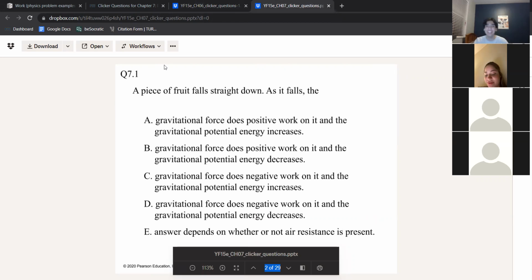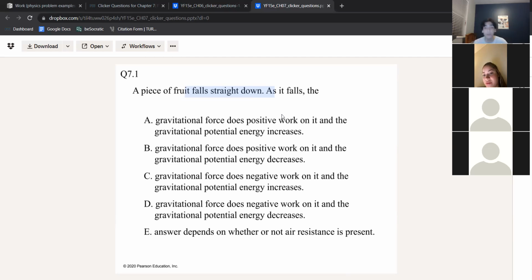All right, so, okay, this seems easy, hopefully. It might not be. All right, so question 7.1 says a piece of fruit falls straight down. As it falls, and then it gives us our options. So this is talking about force as well as potential energy. It's talking about gravitational force and potential energy. So when something falls, that means that its acceleration is pointing down, its velocity is going down. So in that situation, downwards is the.